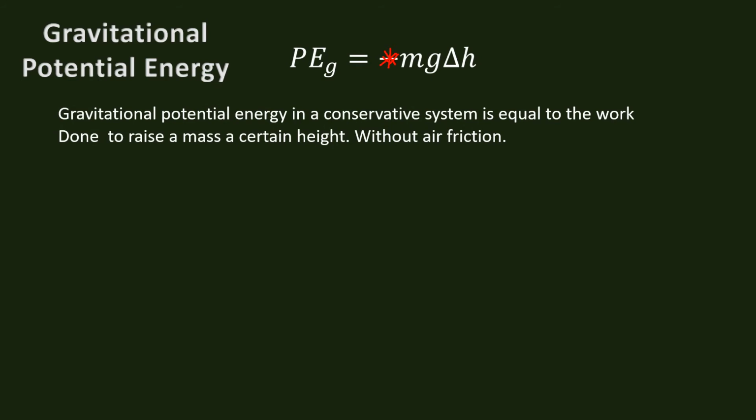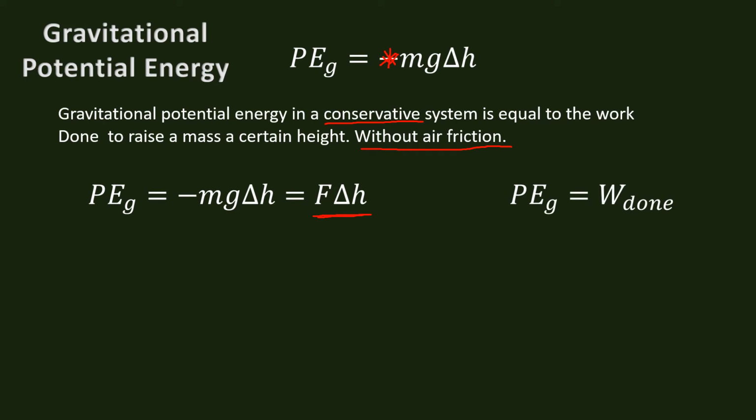Gravitational potential energy, and this is important, in a conservative system is equal to the work done to raise a mass a certain height without air friction. So we're not going to take into consideration any of these problems with air friction. So potential energy is equal to mgh, or basically equal to the force times the height it goes. So potential energy is also equal to the work done. This is in a conservative system, so I'll put down a C for conservative.